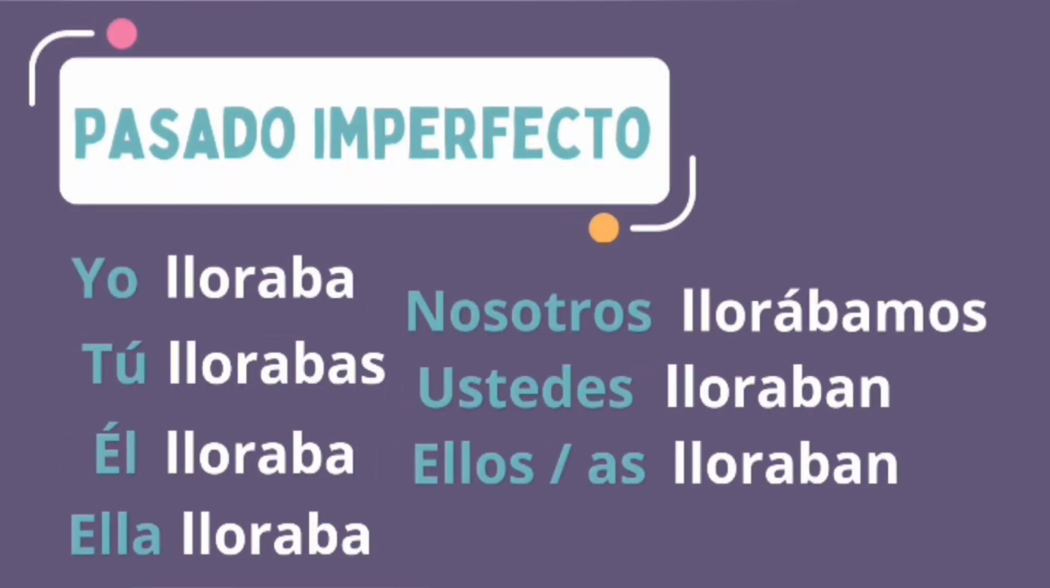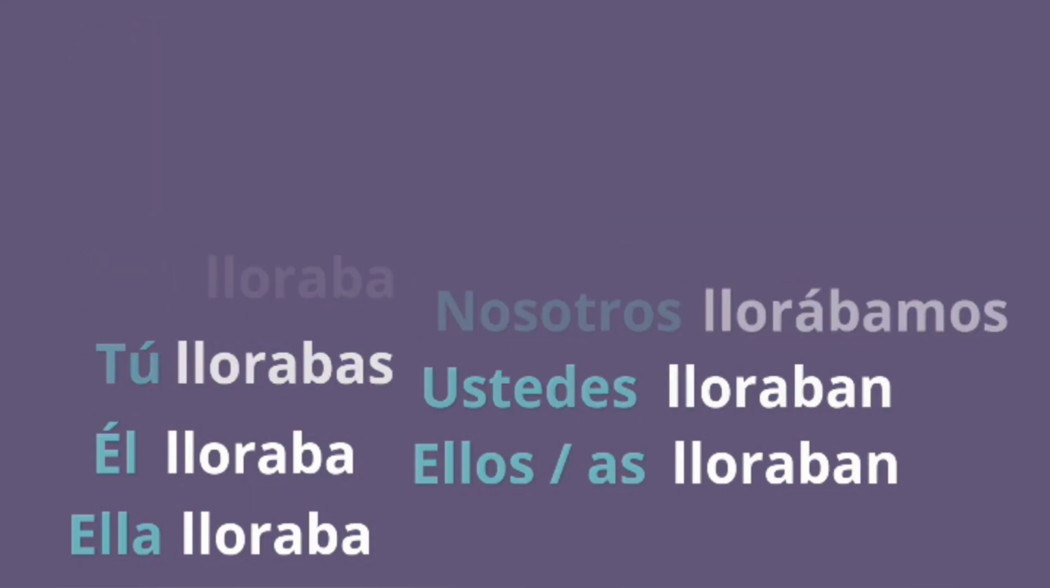And now we have the imperfect past of the verb to cry, llorar, and the conjugation would be yo lloraba, tú llorabas, él lloraba, ella lloraba, nosotros llorábamos, ustedes lloraban, ellos or ellas lloraban, okay? This would be the imperfect past.